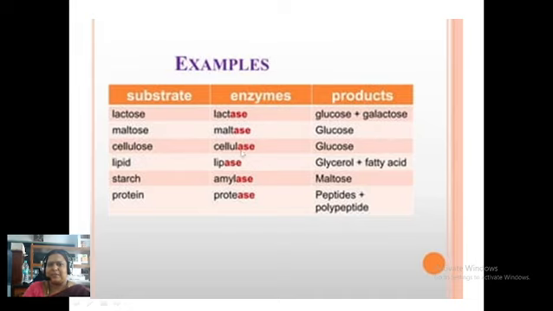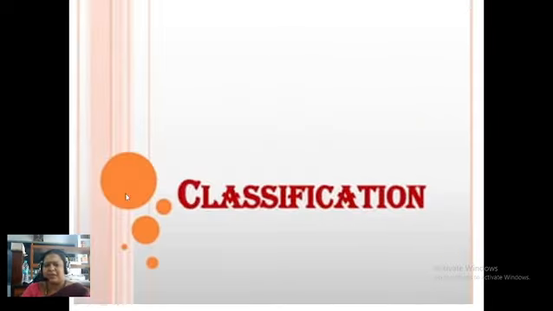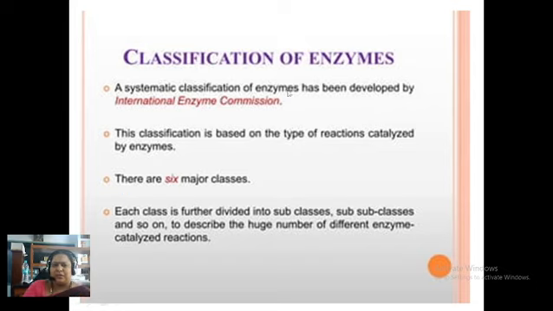Cellulose is the substrate, cellulase is the enzyme and glucose is the end product. So like that, lipid, starch and protein, etc. Classification. So classification of enzymes.